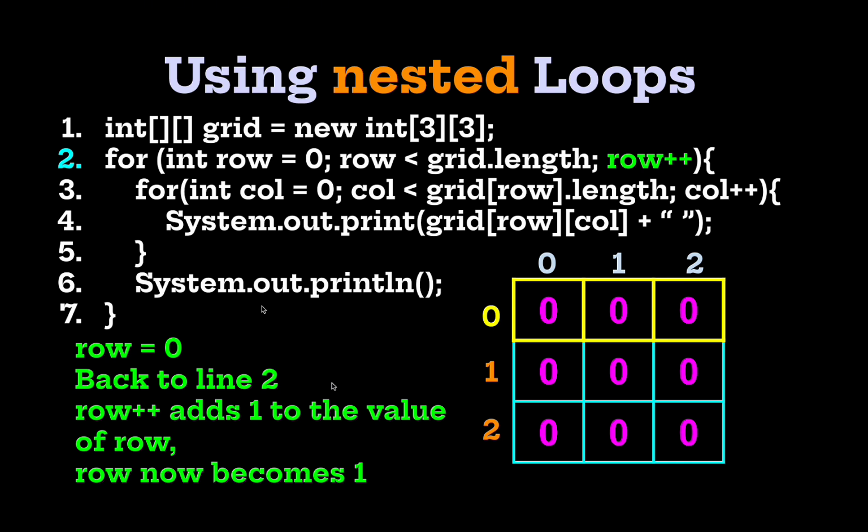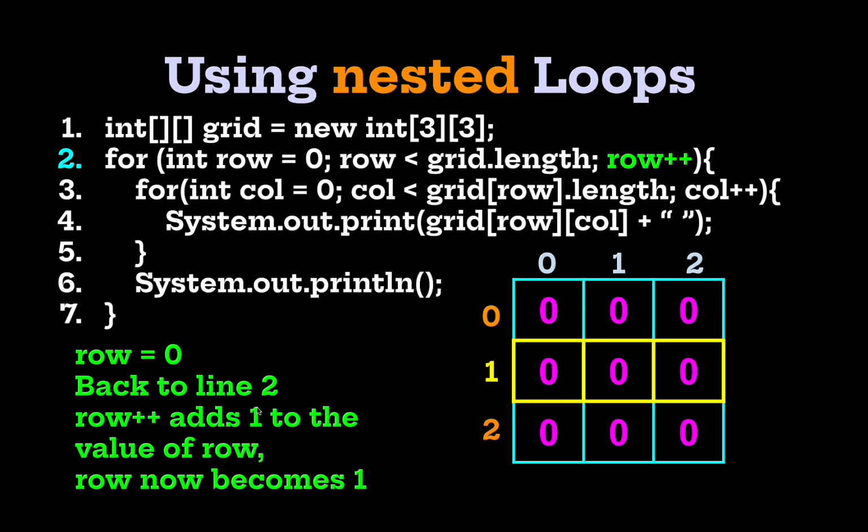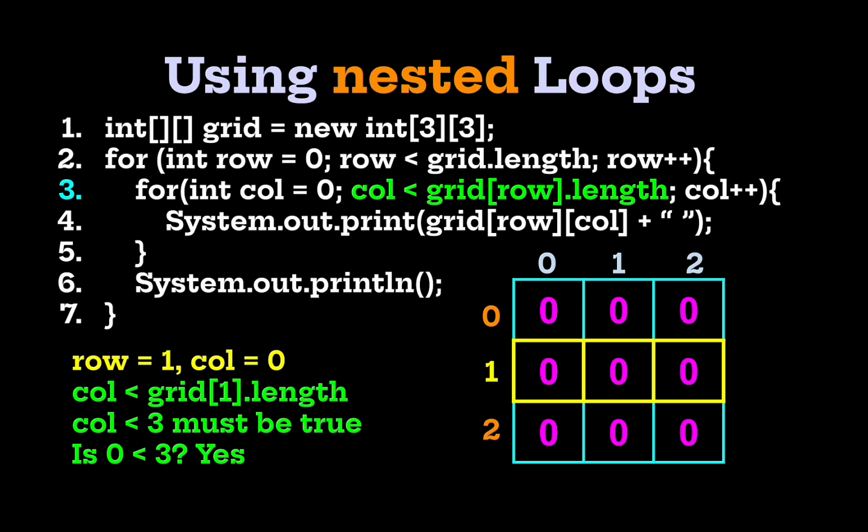Back to that line, we had 1 to the row, right? Initially, row was 0. Row now becomes 1. Now, if row is now 1, what do we have? We have row equal to 1, column equal to 0 on line 3.